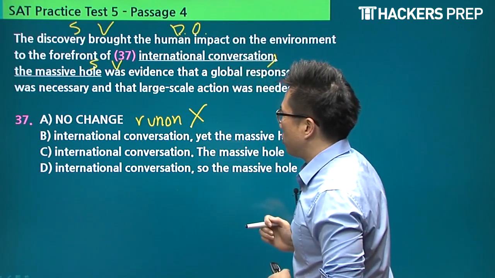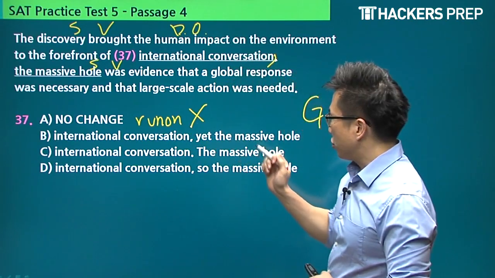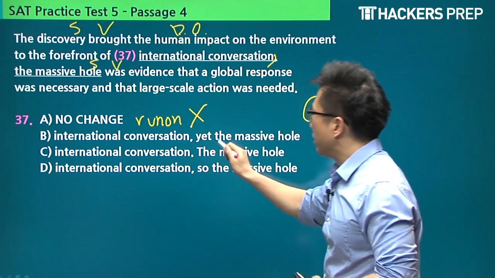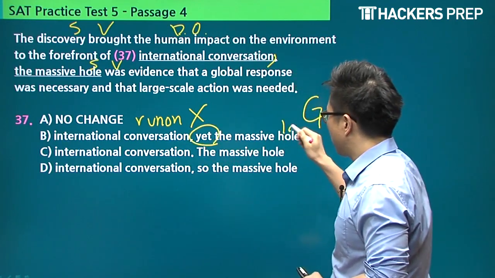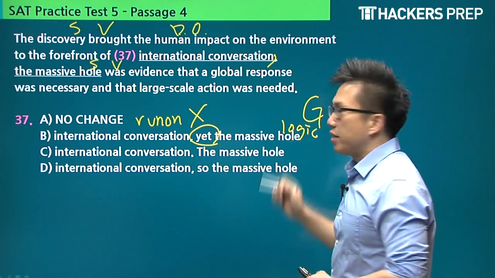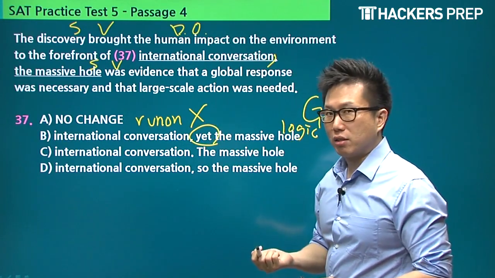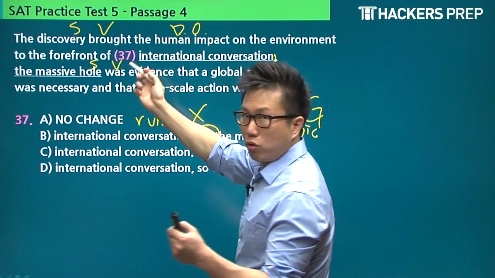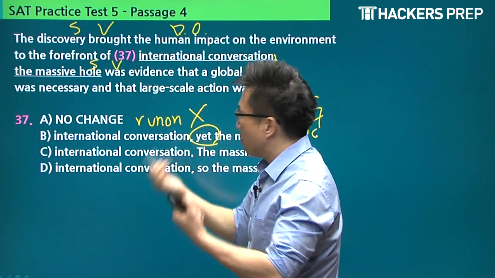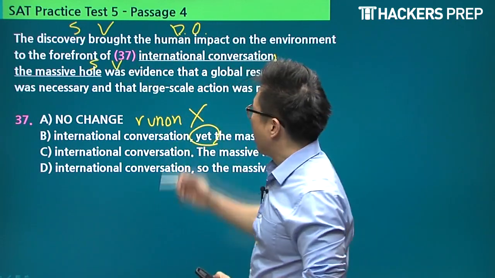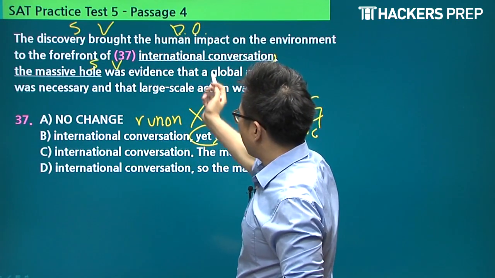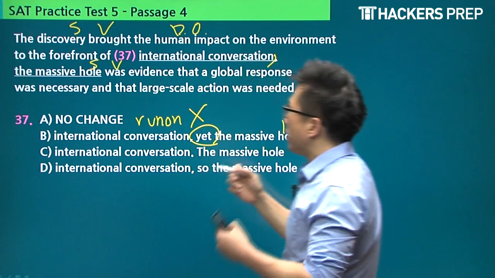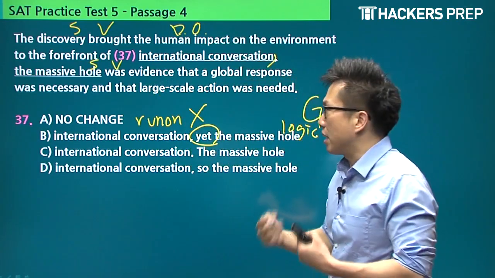Now look at answer choice B. International conversation, yet the massive hole was evidence that global response was necessary. This is wrong here, logic-wise. Now, remember, yet indicates contrast. Now, if you think about what's going on here, there is the discovery of that hole. It brought it to the forefront. It became a very important topic to talk about. And if you look at the portion afterwards, it says that the hole was evidence that a global response was necessary. It's continuing with the idea that something has to be done.